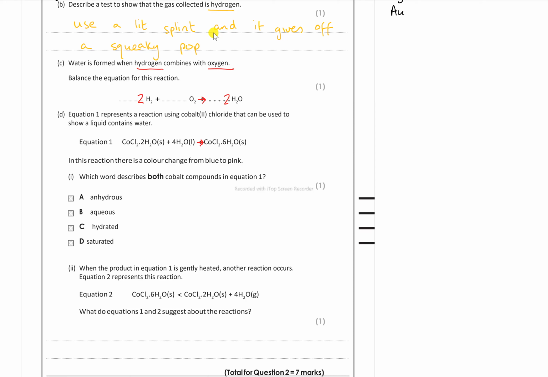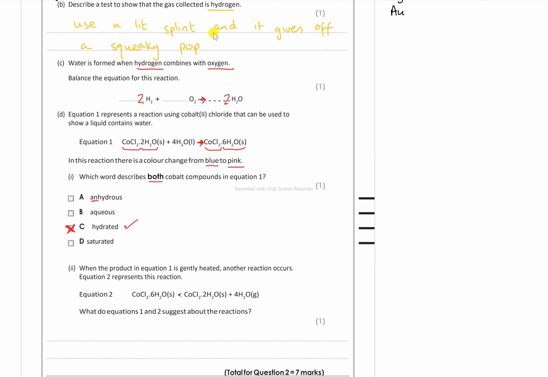Right, again, this has got a little typo in. So you've got cobalt chloride with water of hydration. In this reaction, there is a color change from blue to pink. Which word describes both cobalt? They are hydrated. I use the word hydrous, so I think hydrated would be a better word to use.